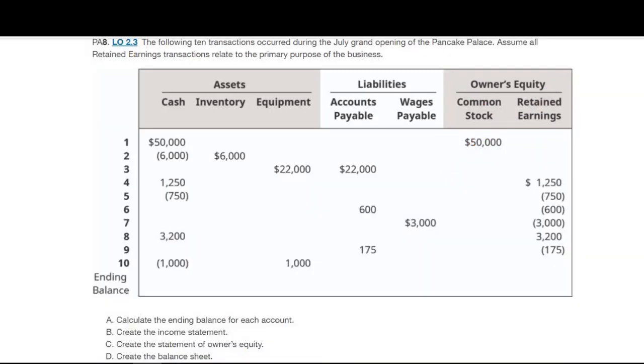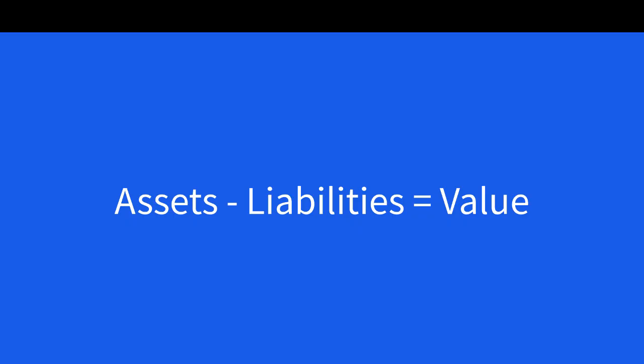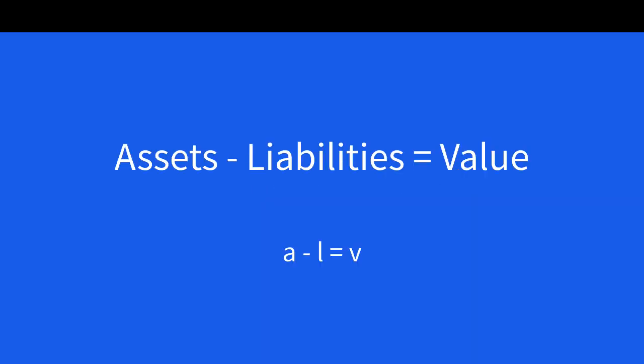Now, by the way, be careful. Many people say, well, if assets increase by 22 and if liabilities increase by 22, value increases by 22. No, it's just simple arithmetic, but that's so easy to make that error. If assets minus liabilities equals value, or if you like 9th grade algebra, if A minus L equals V, and if A and L both increase by the same amount, V does not change at all.